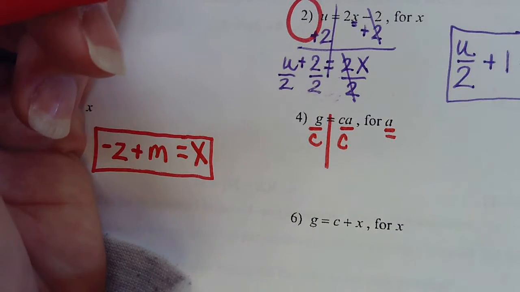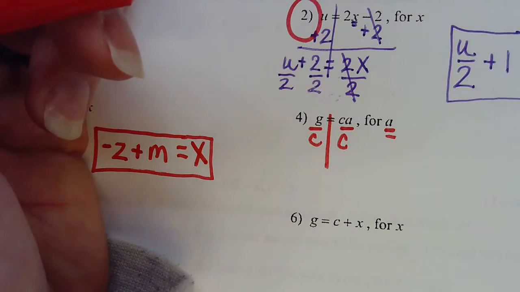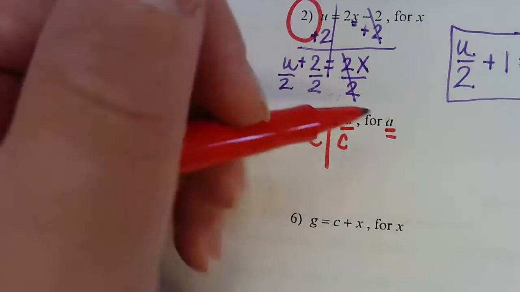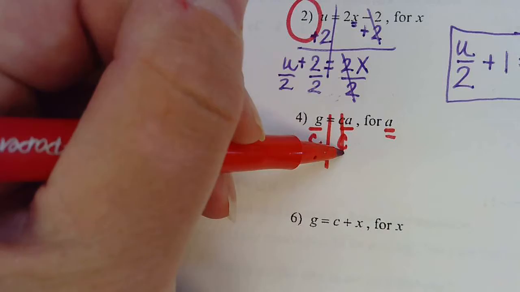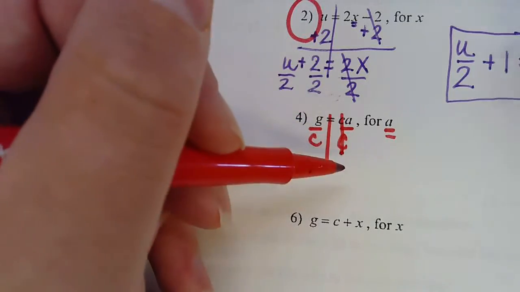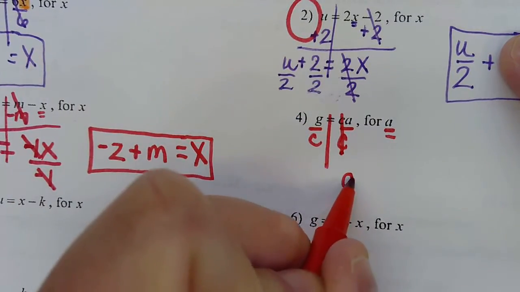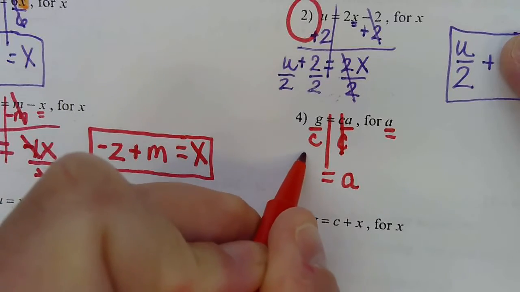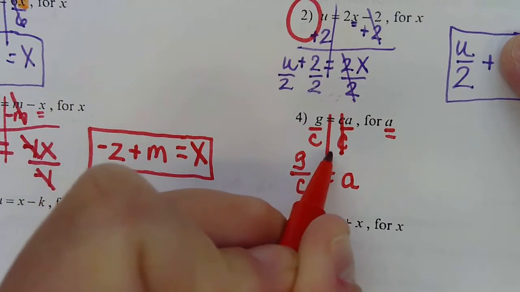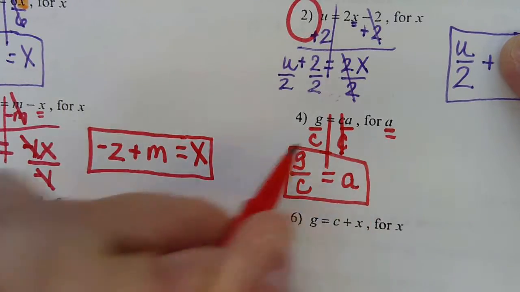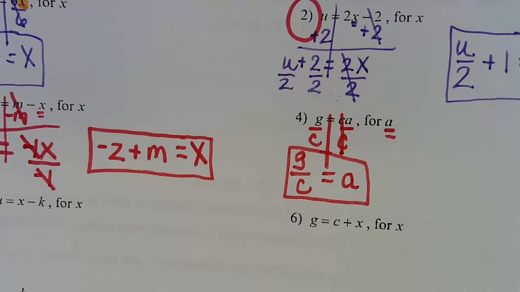If two things are just smushed together like that, that means it's multiplication. So to undo multiplication, you divide. Divide by c. On the right-hand side, they cancel, and you're left with a equals, and you just write this as g over c. Do you see what you did?